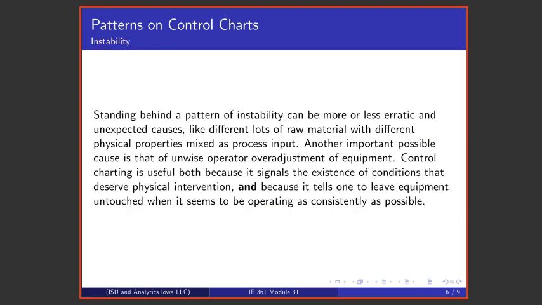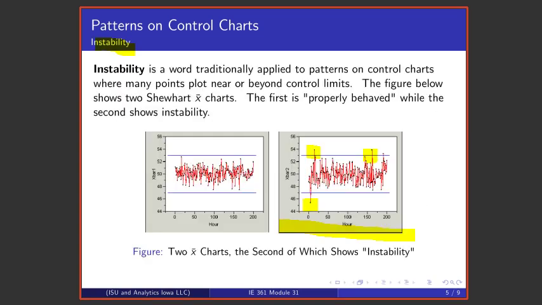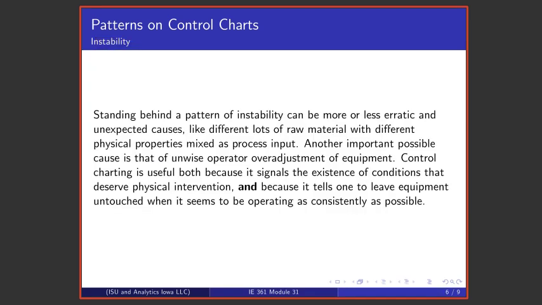And if one knows that that kind of pattern is there, there's some hope that one could think about, well, what went on at this time? What went on at that time? What went on at this time? And perhaps find some way to eliminate some kind of instability or erratic behavior.